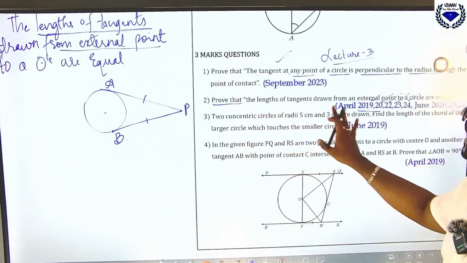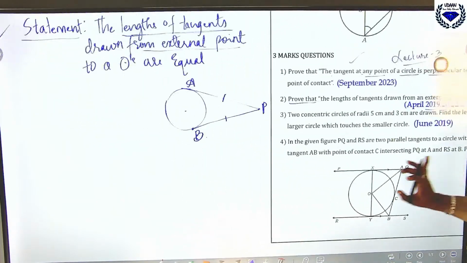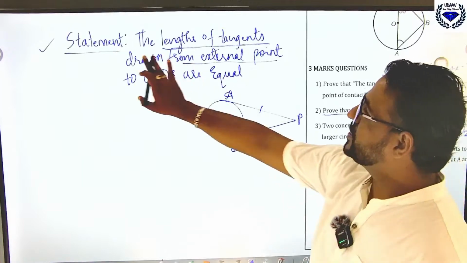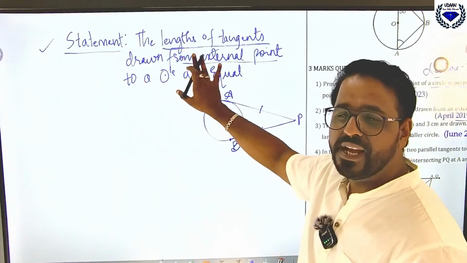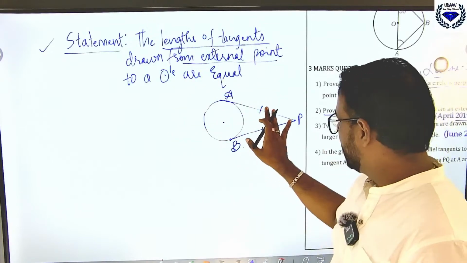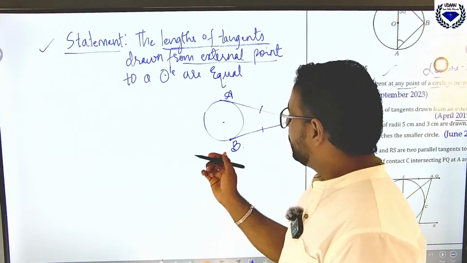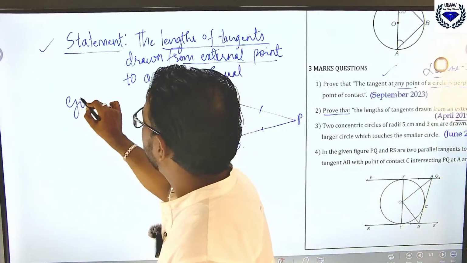Prove that the lengths of tangents drawn from an external point to a circle are equal. So what can you see here? First you should write the statement. What is the statement? The lengths of tangents drawn from an external point to a circle are equal. That means AP and BP are equal. You should show that.